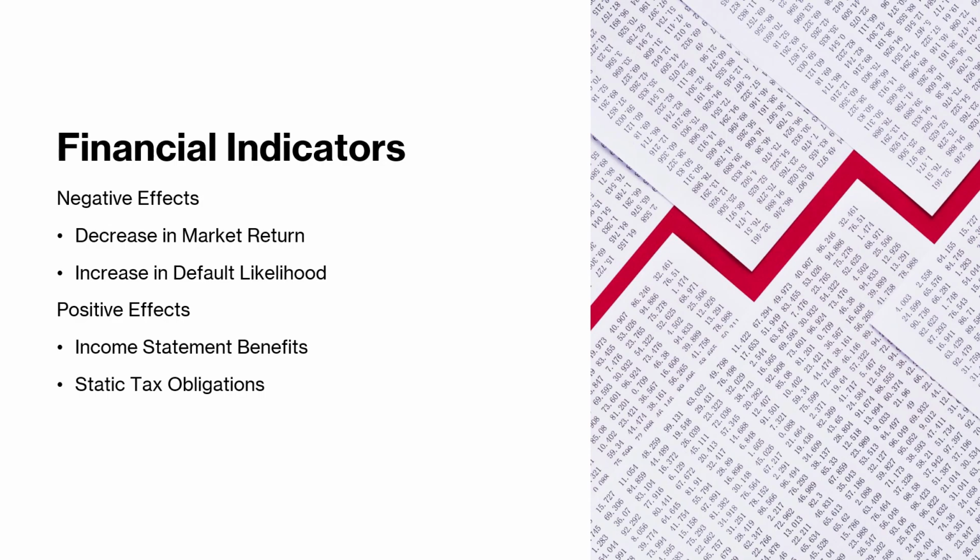For the financial indicators, this was the topic that was the most convoluted, and I didn't get a real clear answer. There were some articles that mentioned negative effects, decreased market return. One article stated that some of the higher companies within the leasing activity saw a 3.83% negative return during an 11-day window after ASC 842. Others mentioned agents increasing their default likelihood.